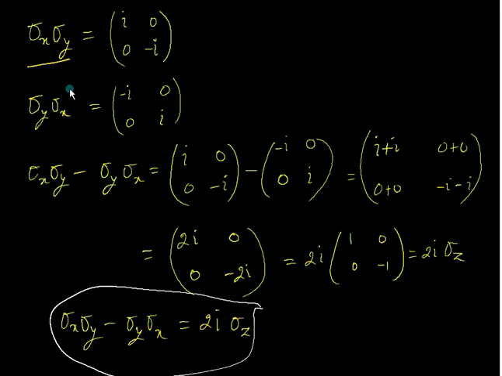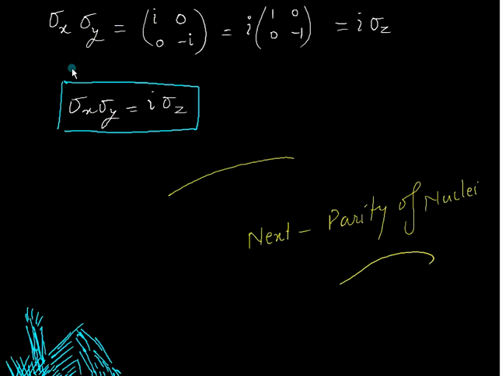Here, sigma x sigma y minus sigma y sigma x, the subtraction of these two matrices, gives [i+i 0; 0 -i-i], and as a result you get this matrix. Take out this 2i common, and as a result you get sigma z. So 2i into sigma z. Further, sigma x sigma y you have seen is equal to this one. Take out i common, and you get sigma z. In this way one can prove it. So this was the basic idea of Pauli spin formalism in nuclear physics.